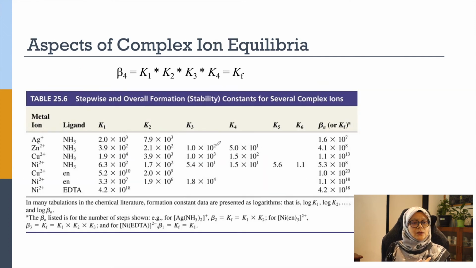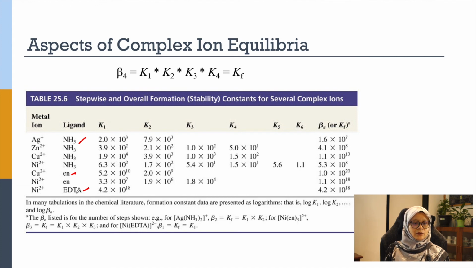So this is another example of the values of the stepwise constants and also the overall formation constants. You do not need to remember everything. If you look at this table 25.6, we have 3 types of ligands: a monodentate, and also ethylene diamine and EDTA, as bidentate and polydentate ligands.